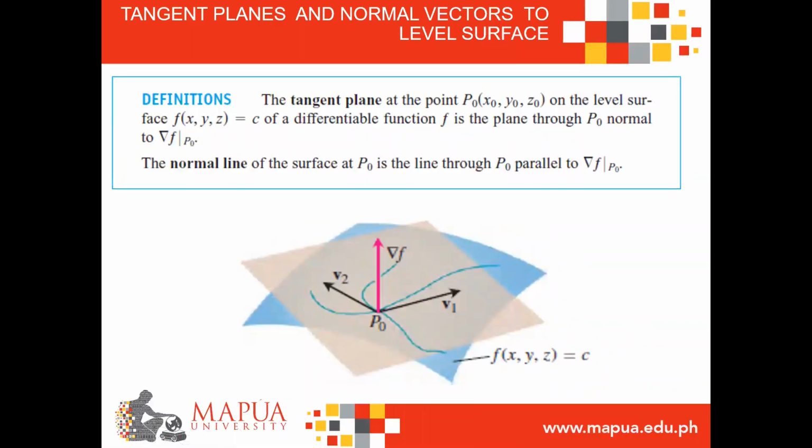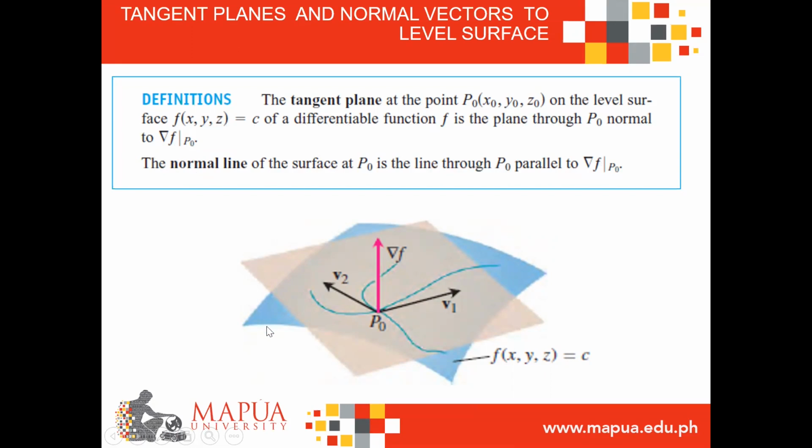We have here the following definition: tangent planes and normal vectors to level surface. It says here the tangent plane at the point p sub 0, x sub 0, y sub 0, on the level surface f of x, y, z equals c of a differentiable function f is the plane through p sub 0 normal to gradient f evaluated at p sub 0. The normal line of the surface at p sub 0 is the line through p sub 0 parallel to gradient f evaluated at p sub 0.